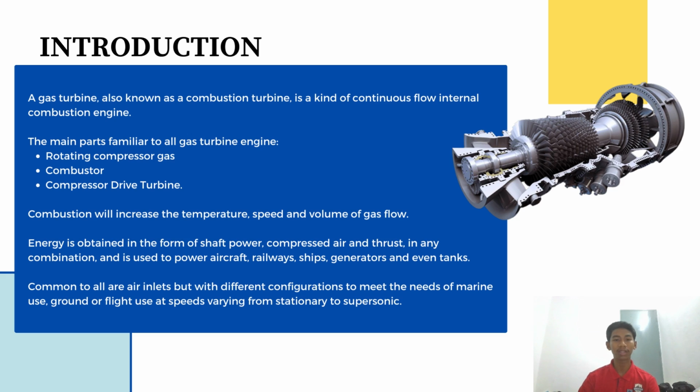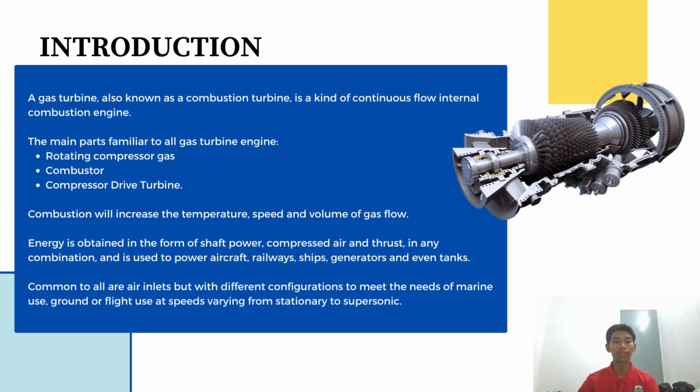A gas turbine, or combustion turbine, is a kind of continuous flow internal combustion engine. Its upstream compressor is paired with one downstream turbine, and the combustion chamber is located in the middle. The main parts common to all gas turbine engines form the engine-producing part known as the gas generator or core, and down the flow are the rotating compressor, combustor, and compressor drive turbine.